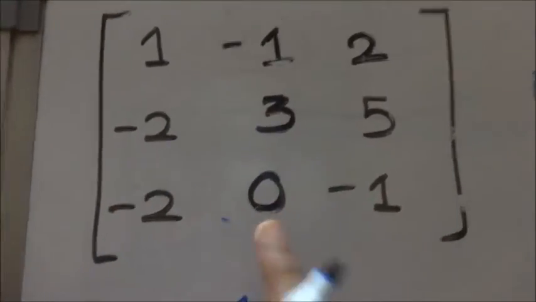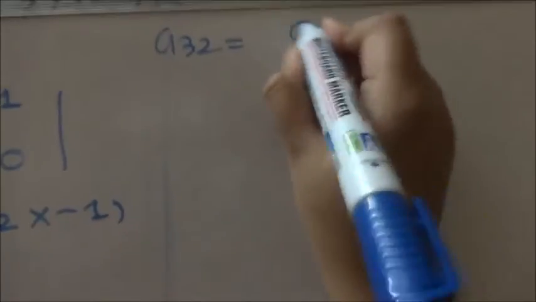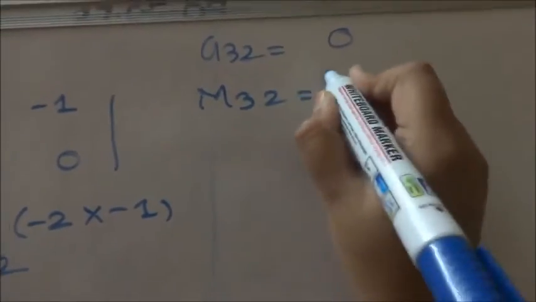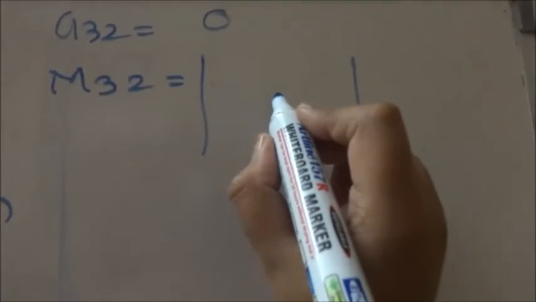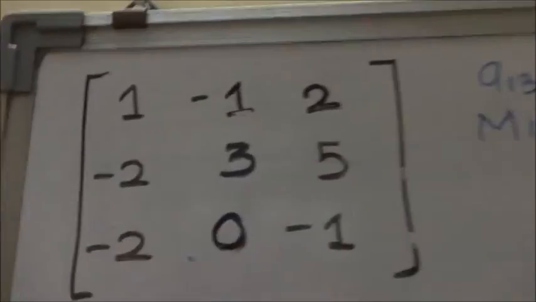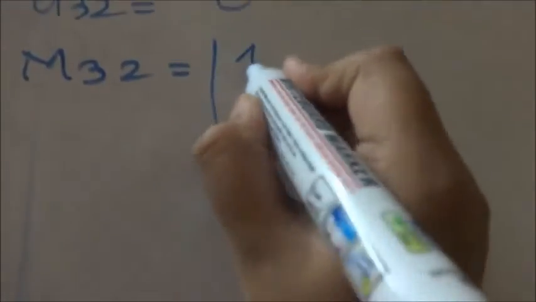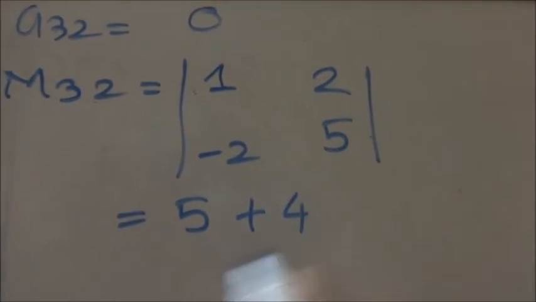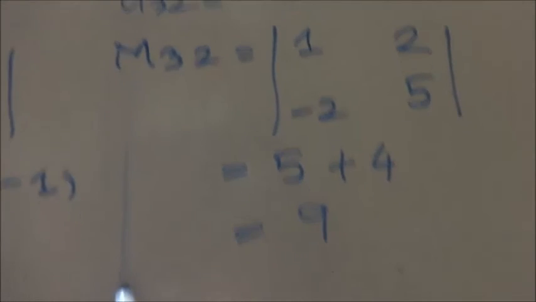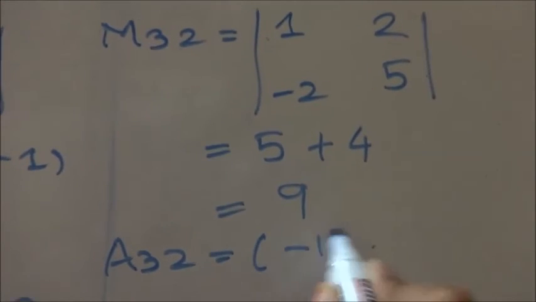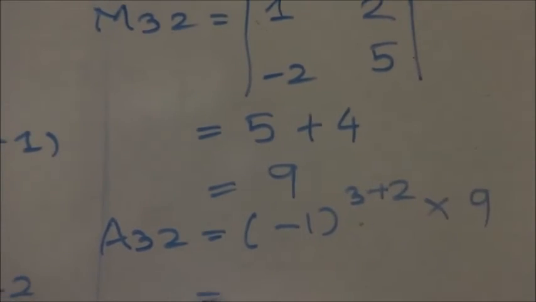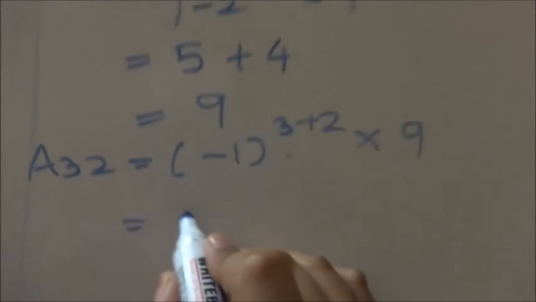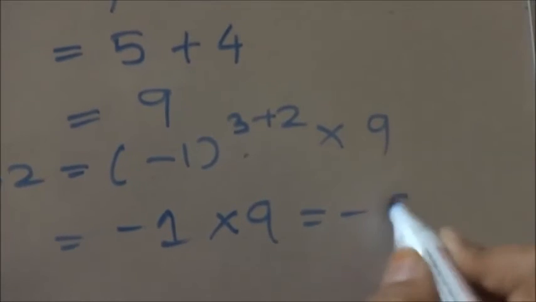Number lying on intersection of third row and second column, which is 0. Create a matrix. So that would be third row and second column, 1, minus 2, so that would be 5, minus plus 4, 9. Since power is odd, so it would come minus 1 into 9, which would be minus 9.